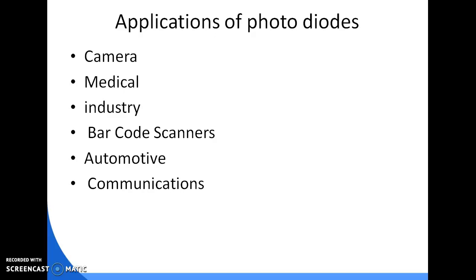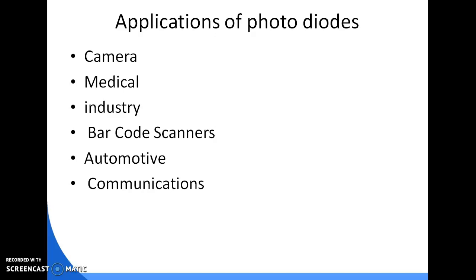Then in industries we can use photodiodes for barcode scanners or light pens. In safety equipment also we can use photodiodes, like smoke detectors or flame monitors. Then in automotive, photodiodes are used in headlight dimmers, and in climate control as sunlight detectors.